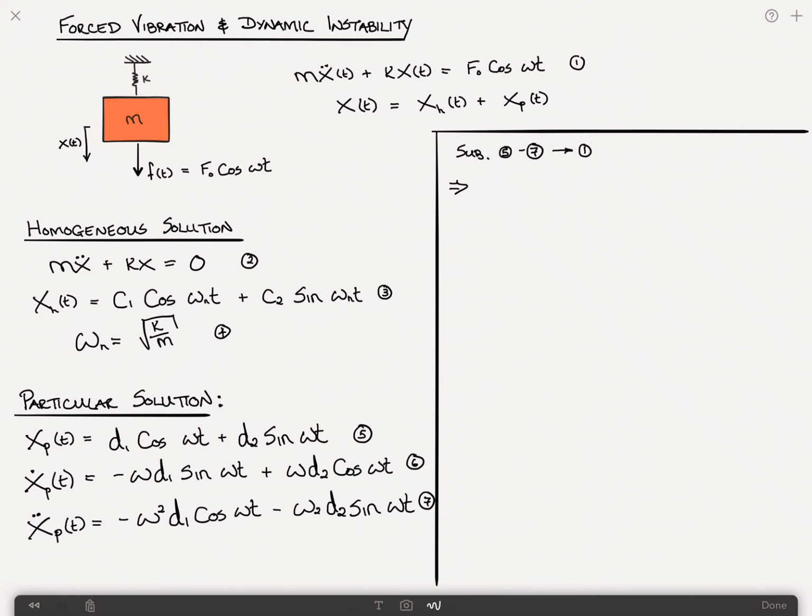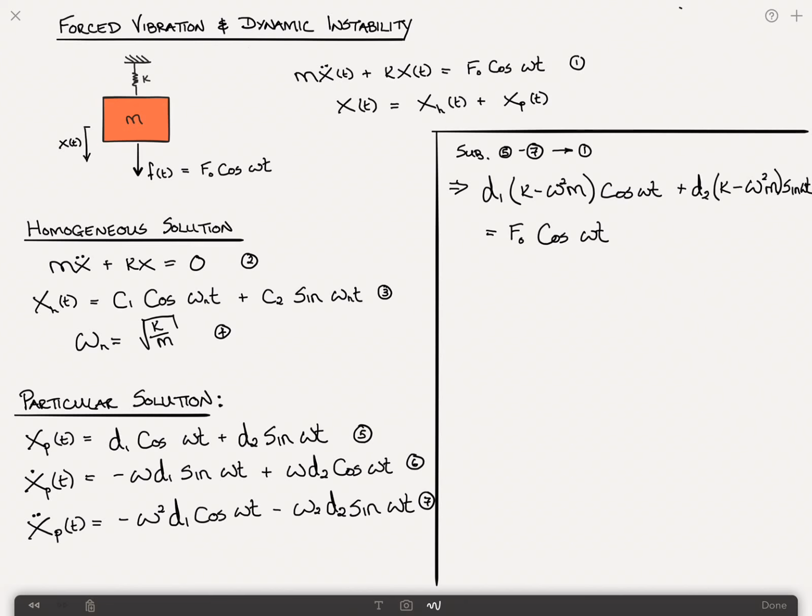Minus omega squared. Let's see how I want to group this. Okay, so d1 times (k minus omega squared m) times cosine omega t plus d2 times (k minus omega squared m) times sine of omega t is equal to f0 cosine of omega t.